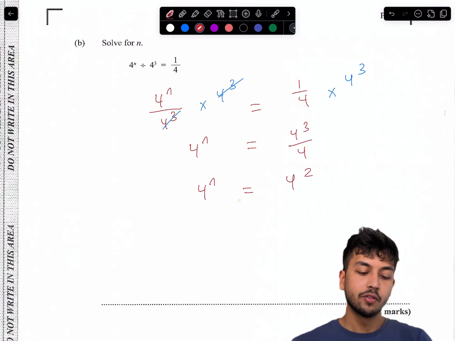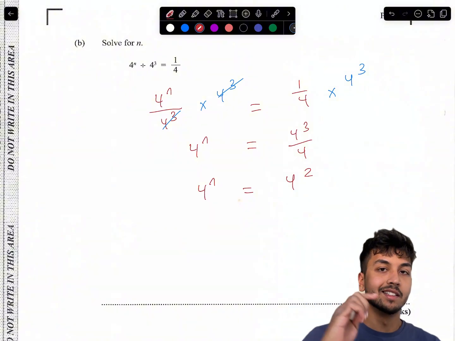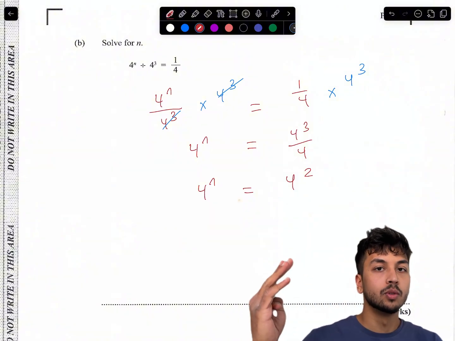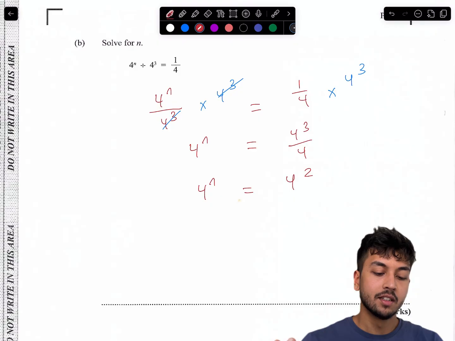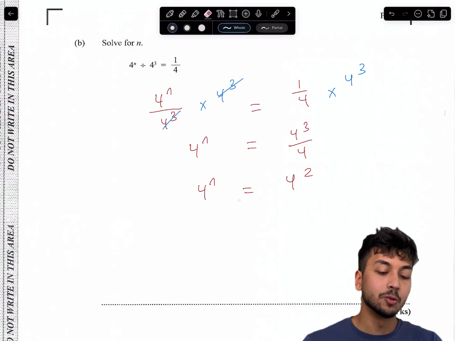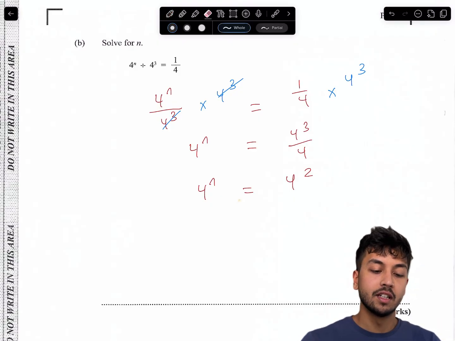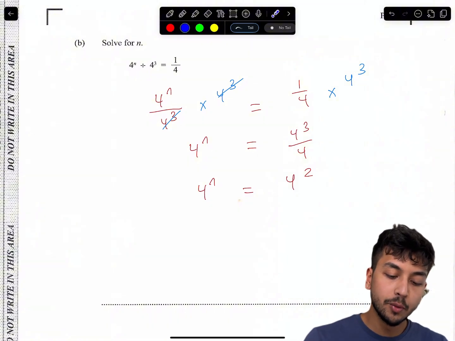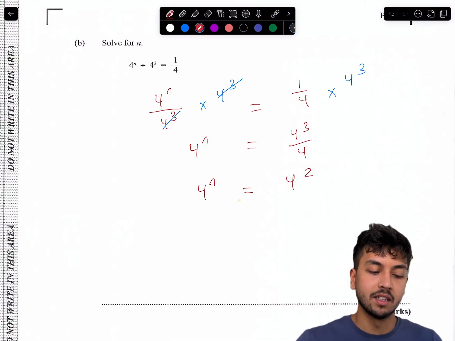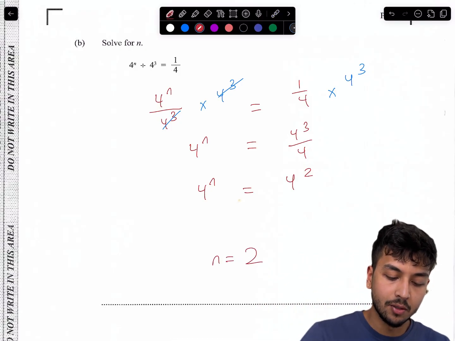And now we have 4 to the power of something is equal to 4 to the power of 2. So just thinking about it, n would have to be 2, because in order for this equality to hold, the only way it's equal is if this and this are the same, 4 raised to the power of both things being the same. So in this case, n equals 2.